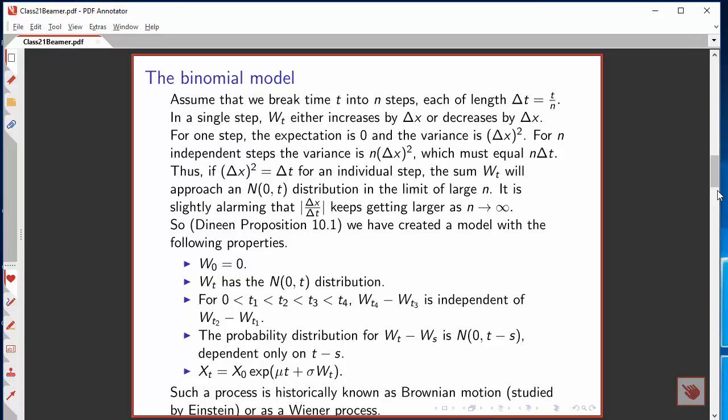This is historically known as Brownian motion because it arose first in physics, was studied by Einstein, in fact. It's also known as a Wiener process. That's not Anthony Wiener, it's the famous Norbert Wiener.